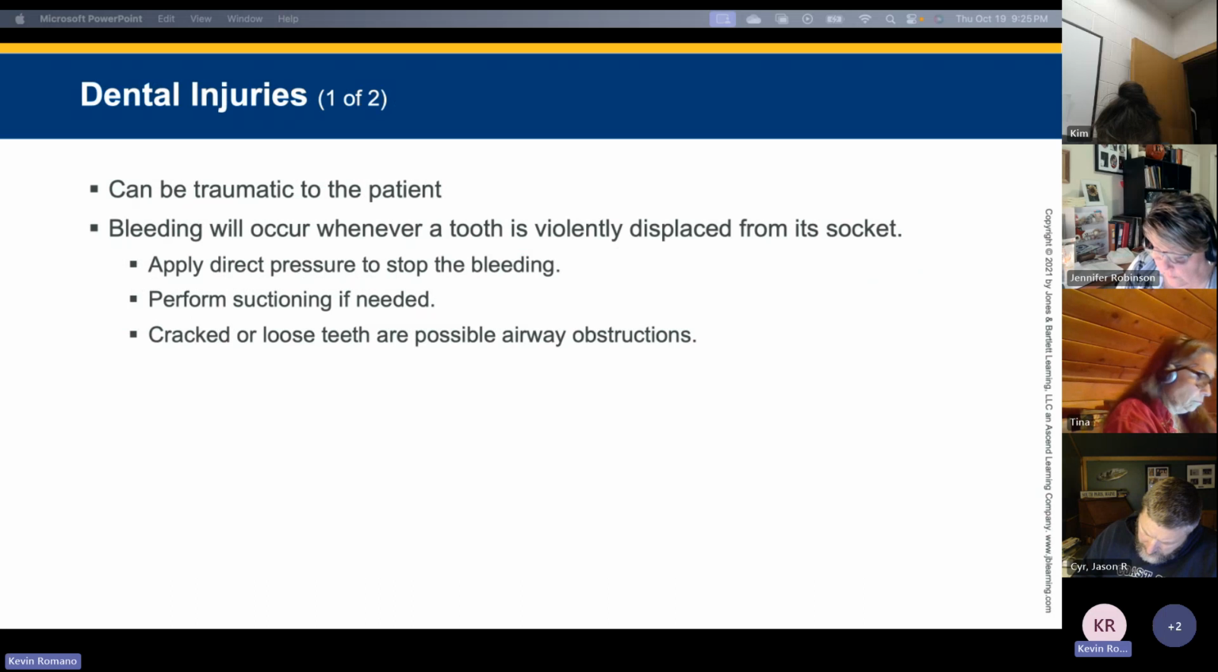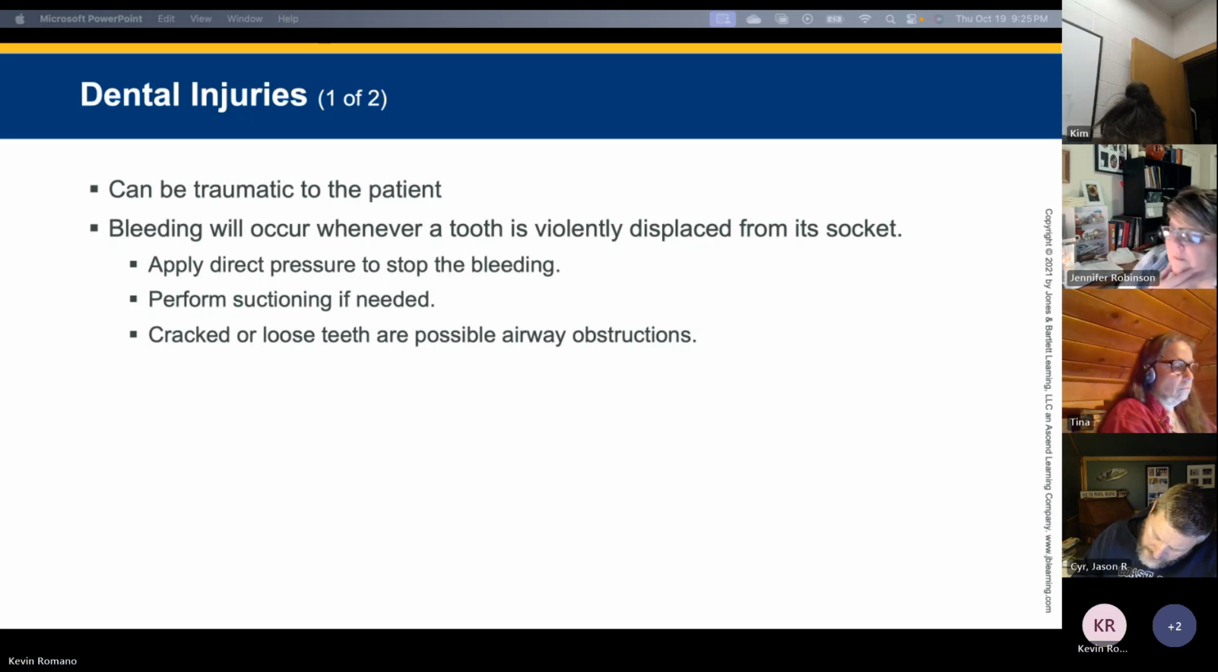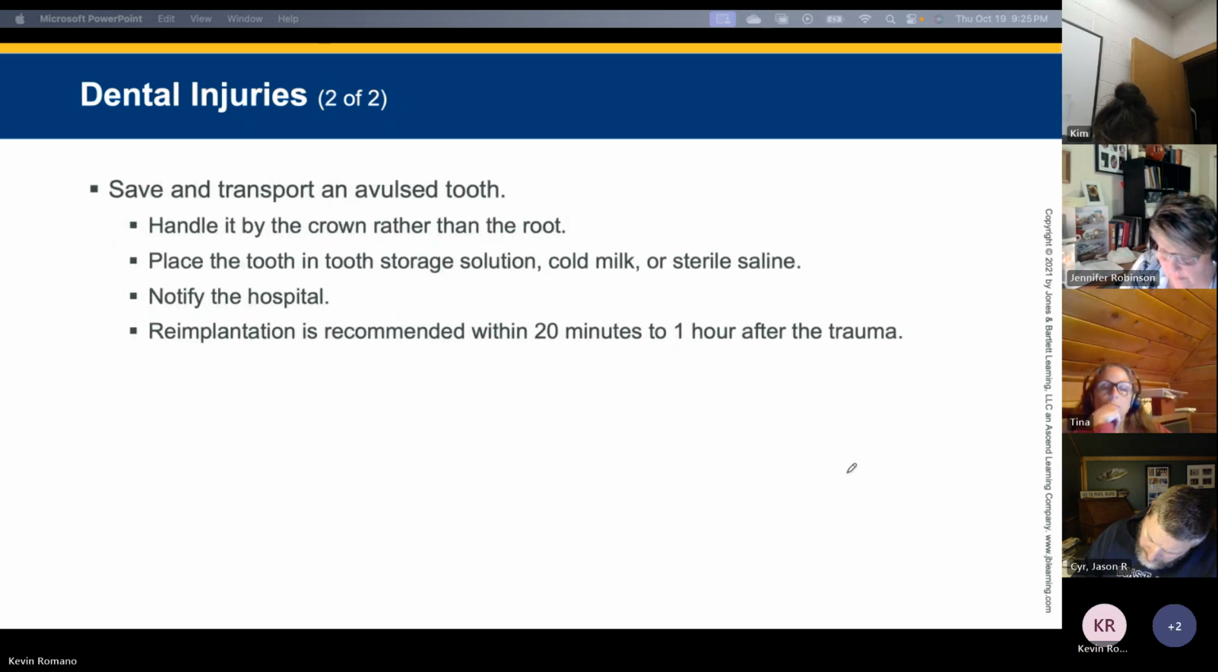All right. So dental injuries can be traumatic to patients. It's amazing how many patients go to the ER because they have tooth pain. It's crazy. They won't go to a dentist. So bleeding will occur whenever a tooth is violently displaced from its socket. Use direct pressure to stop the bleeding and perform suction if needed, and cracked or loose teeth are also possible airway obstructions. So again, if the tooth actually fell out, it can be put back in. I've seen physicians actually shove it back into the socket before. Right, so save it.